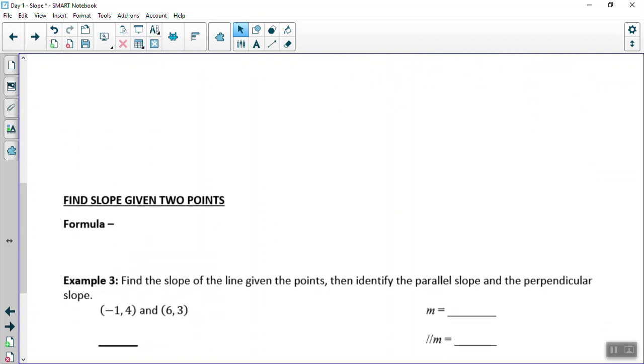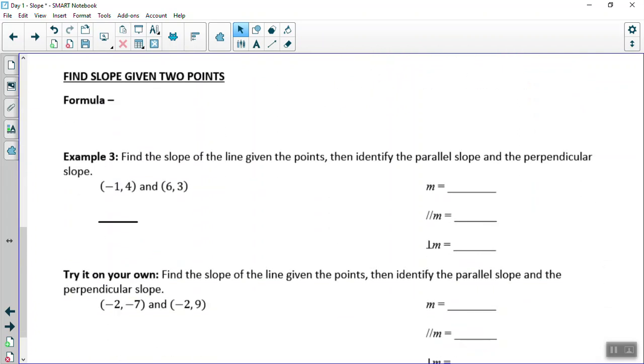Okay, let's go ahead and find the slope when we're given 2 points. We do have a formula, and this is our formula. It's our second y value minus the first y value over the second x value minus the first x value.